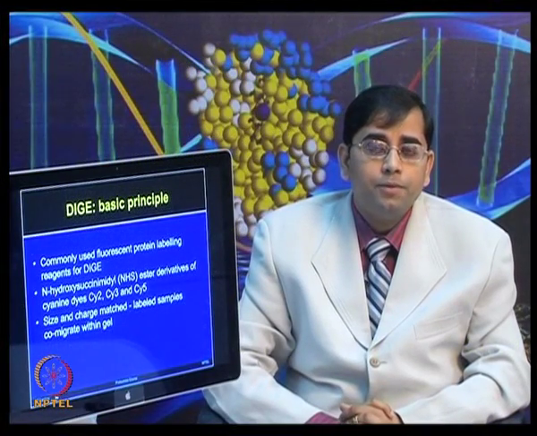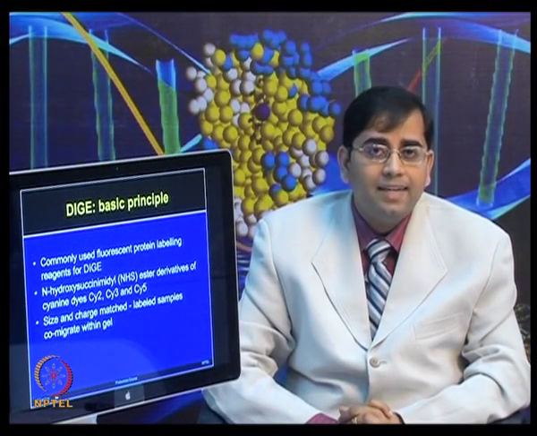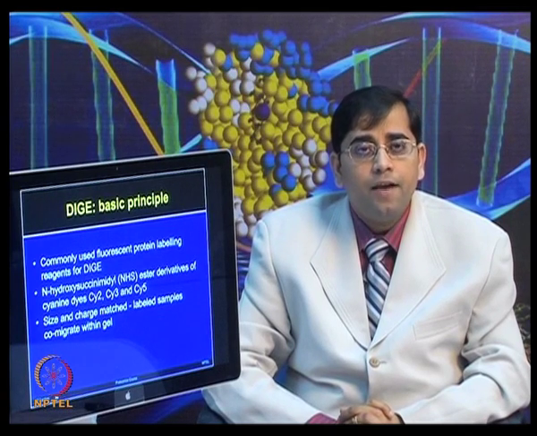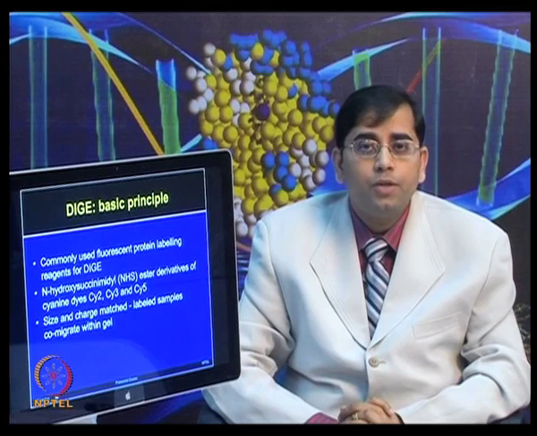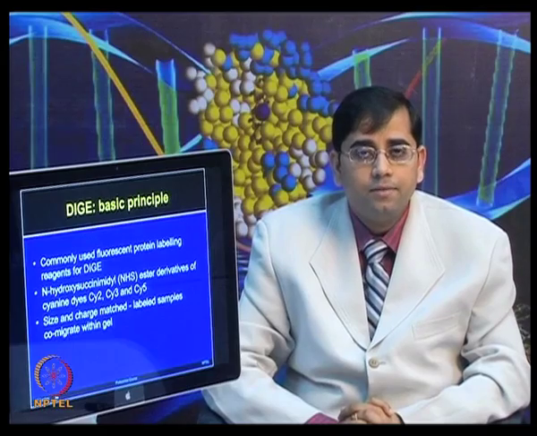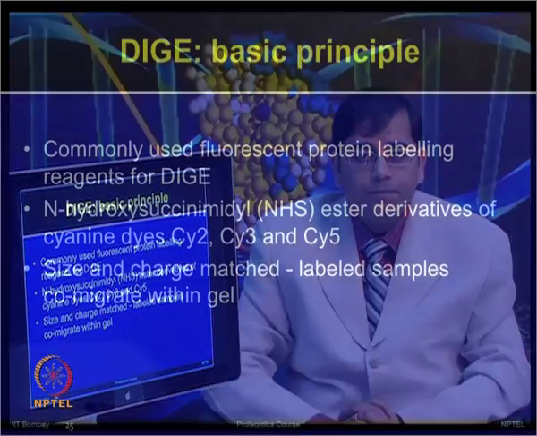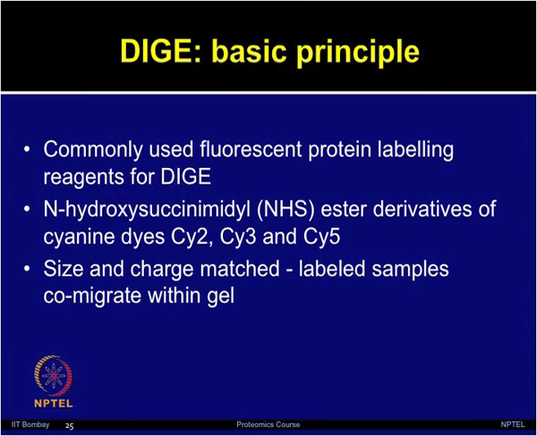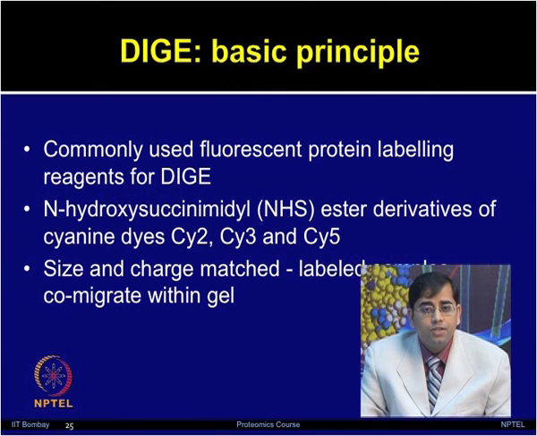So, let us talk briefly about the basic principle involved in DIGE technology. We have to discuss how to do the protein labeling, then what is the need for doing the internal standards. So, let us talk step by step. As we discussed, this is the commonly used fluorescent protein labeling reagent for the DIGE. The N-hydroxysuccinimide or NHS ester derivatives of cyanine dyes such as Cy2, Cy3 and Cy5 are used in this method.